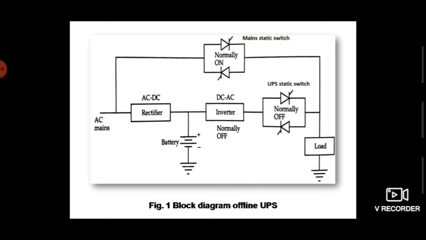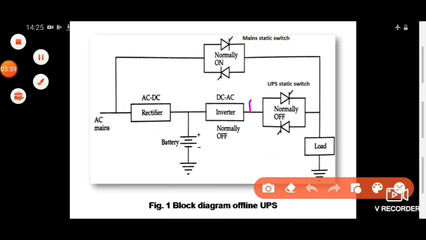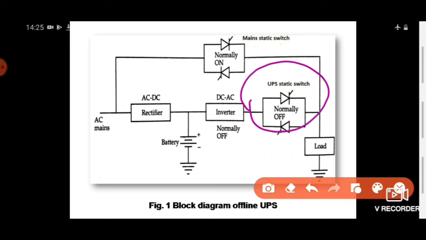The UPS static switch is off. You can see here the UPS static switch is normally off. Initially it is off. It is turned on or closed only when, keep in mind, only when the AC main power fails or accidentally cuts off. The static switch disconnects the AC main supply from the load and connects the load to the UPS output.